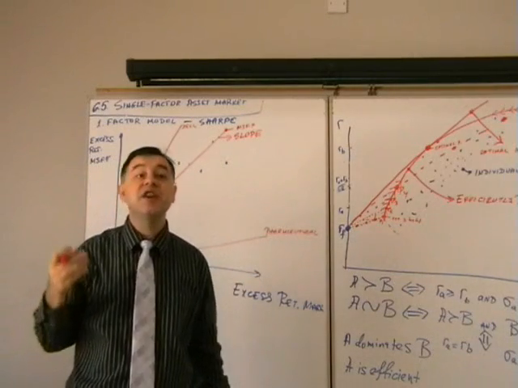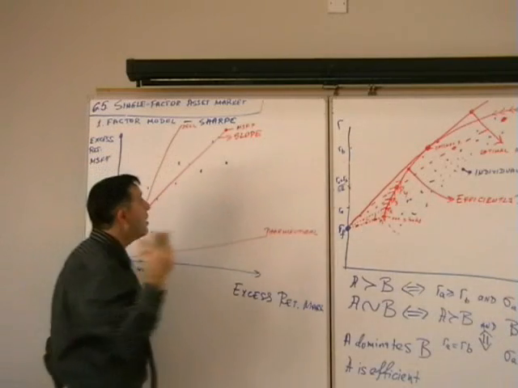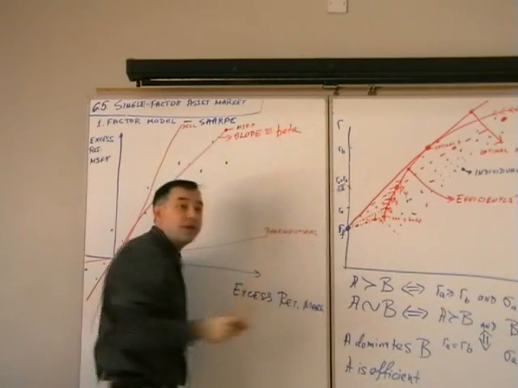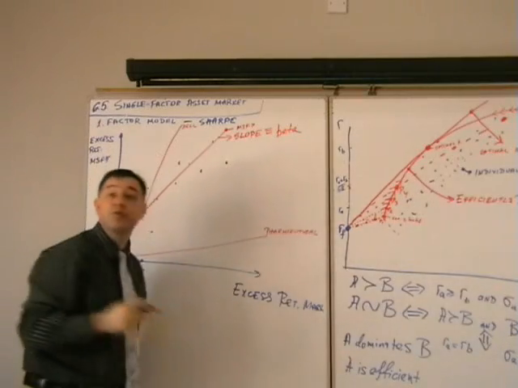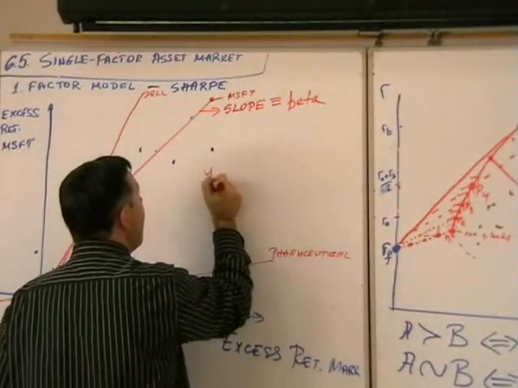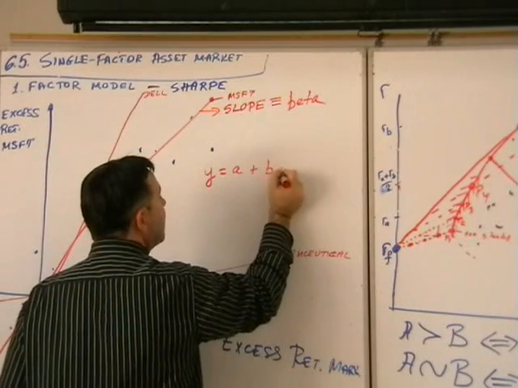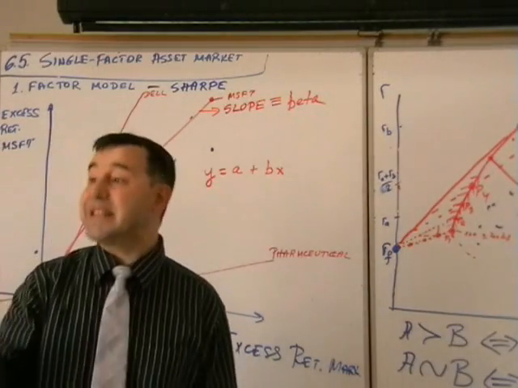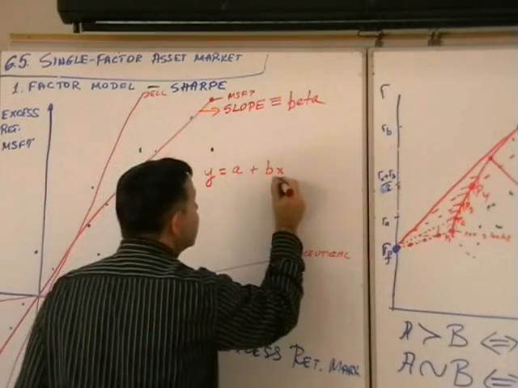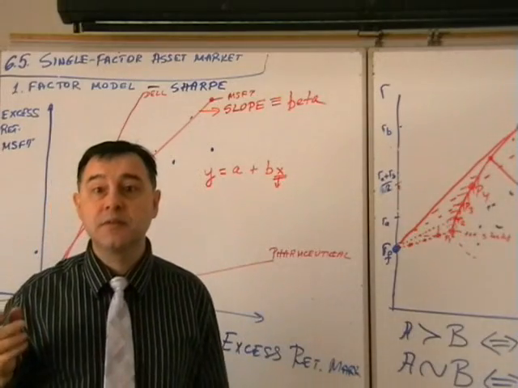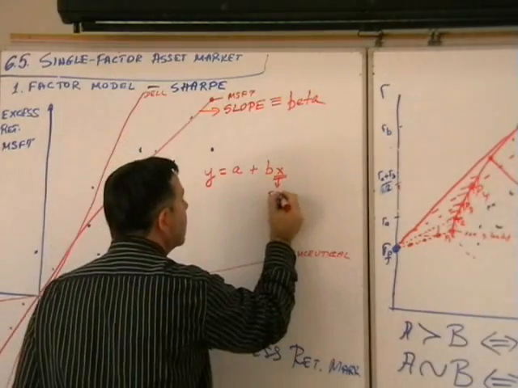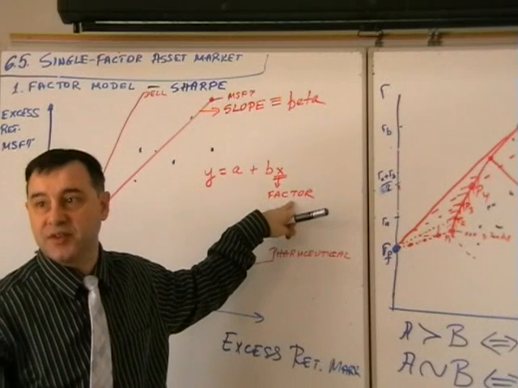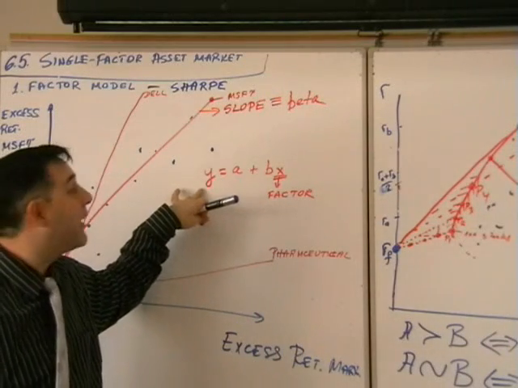And the slope in a regression is simply called a beta. In other words, when you run a regression, the regression is y is equal to a plus bx. This is what a regression looks like. We call this simple regression. And x we call the factor, and the factor we also call an independent variable, and y is the dependent variable.